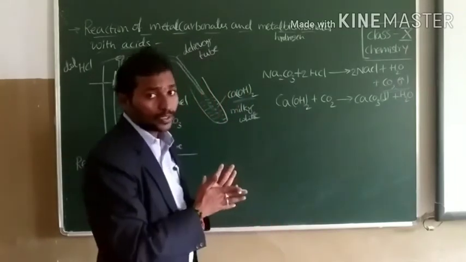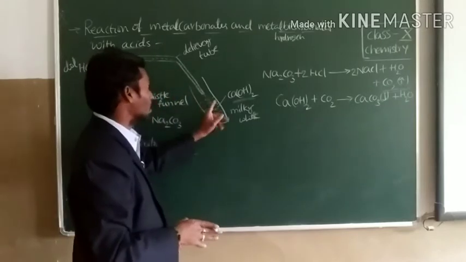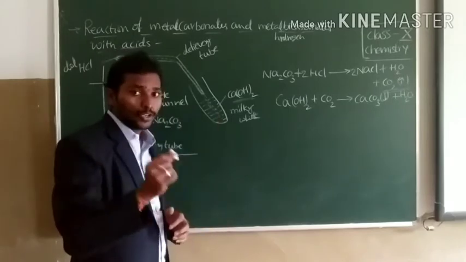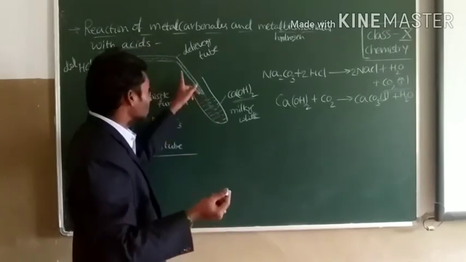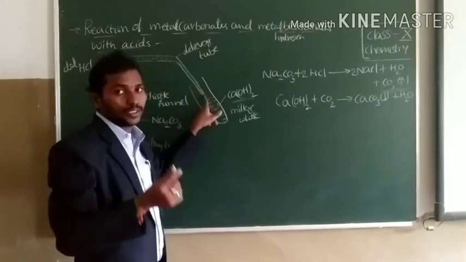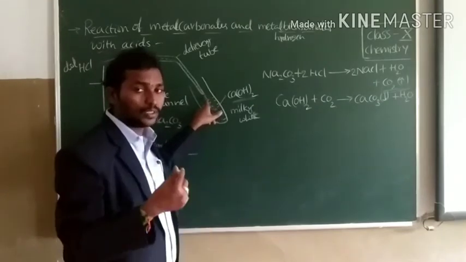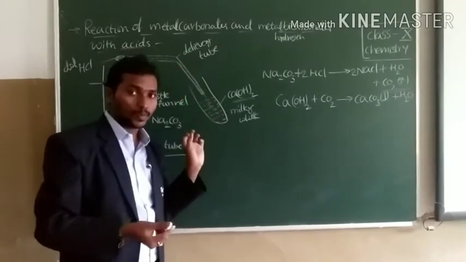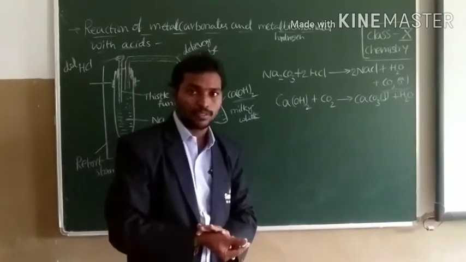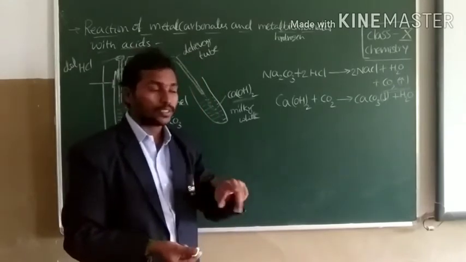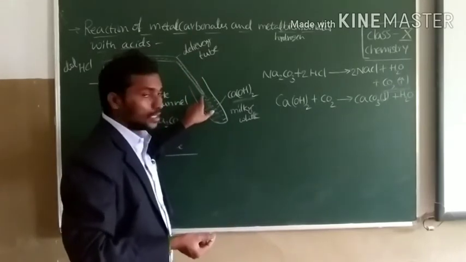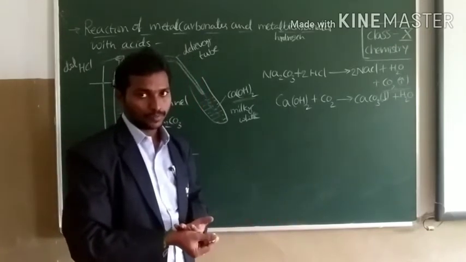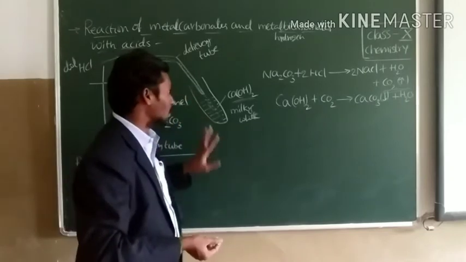This is the way we can test that the evolved gas is carbon dioxide. In another way, we can also test that the evolved gas is carbon dioxide. When you place a burning matchstick near the mouth of the delivery tube, the burning matchstick is put off, or extinguished. This is because carbon dioxide acts as a fire extinguisher. That is the nature of carbon dioxide.